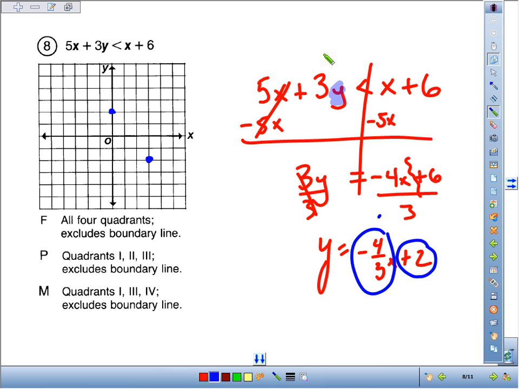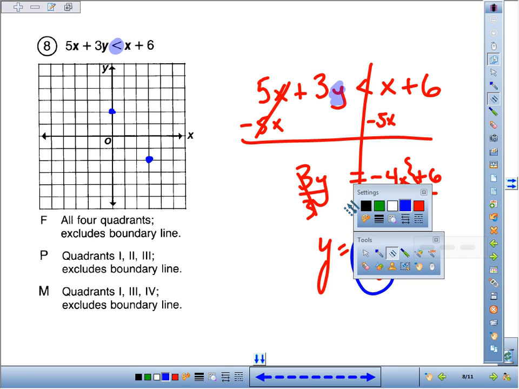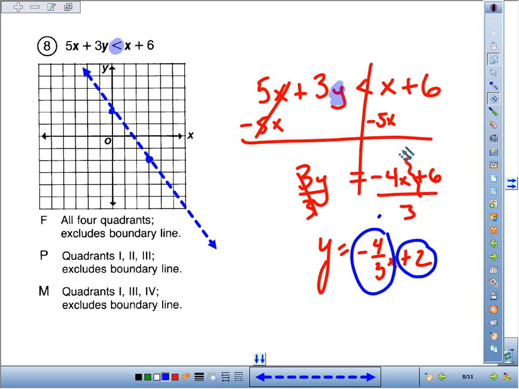The boundary line, we decide if it's dashed or solid by looking at the inequality symbol. In this case, it's just less than. So we'll have a dashed boundary line. And then we have to decide where we're going to shade.